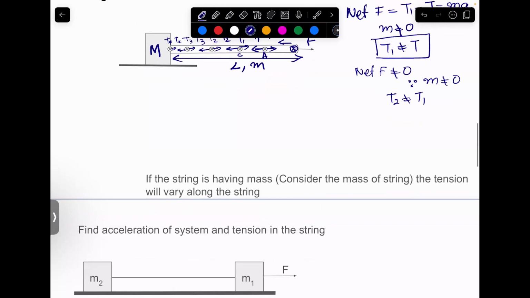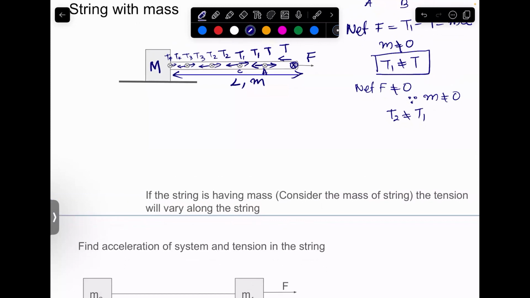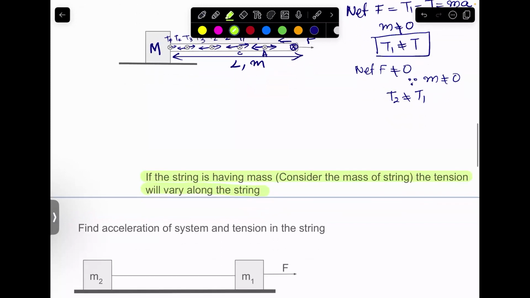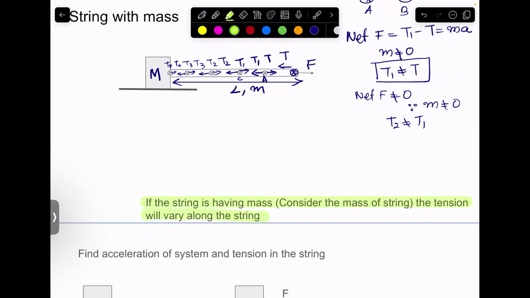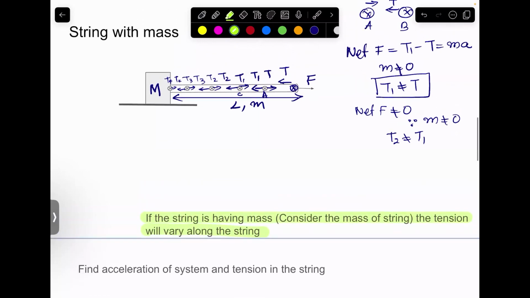So you can see that if the string is having mass, then the tension will vary along the string. Okay, so tension is not constant here. Why? We will discuss it more with an example problem. Then you will understand why it is varying along the string.